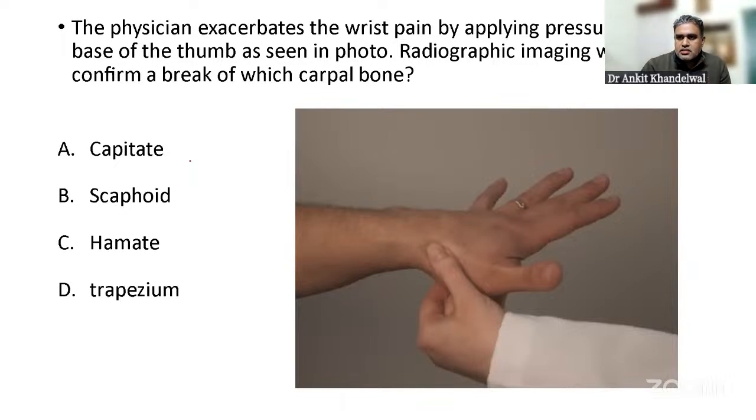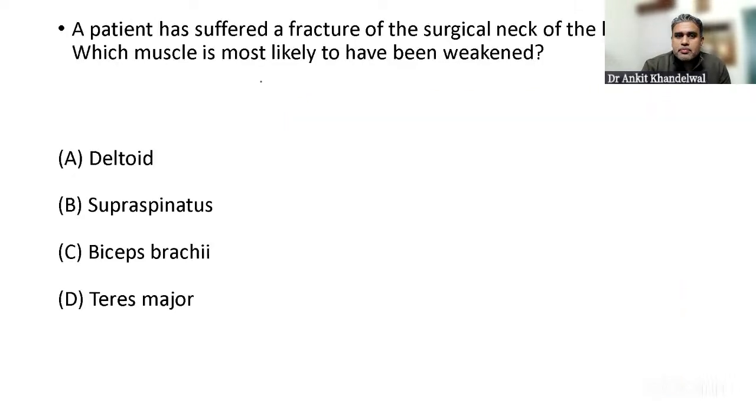And the next example: a physician exacerbates, which means increases, the wrist pain by applying pressure to the base of the thumb, as seen in the given picture. Radiographic imaging will confirm a break of which carpal bone? These are all the tests. I'm just telling you the practical importance of this. Options are capitate, scaphoid, hamate, and trapezium.